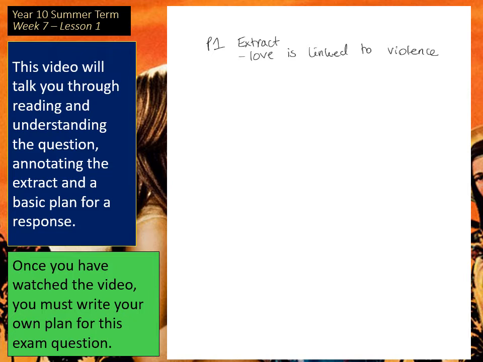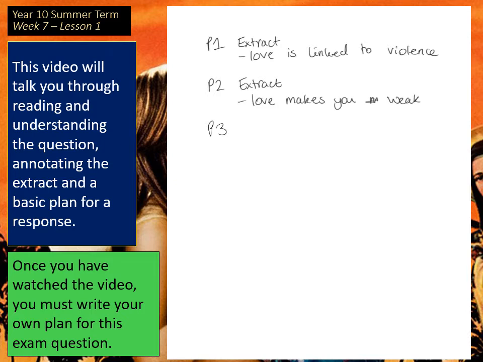My second paragraph might also then be about the extract, because there's plenty to say about the extract. And I might draw on that idea that love makes you weak. Okay, in that sense that Romeo is metaphorically dead and that his love for Rosaline has weakened him. Once I've written about the extract, I might move on to the rest of the play.